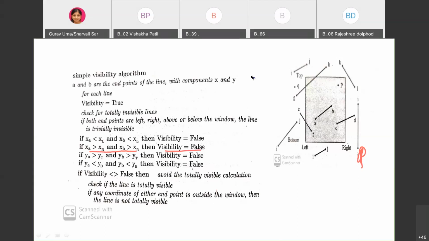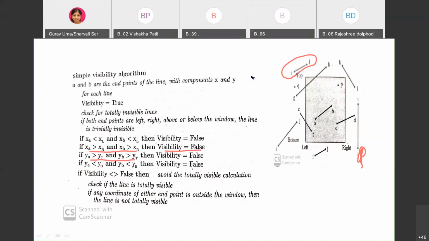Now check for another condition. YA is greater than YT and YB is greater than YT. So the YA point is now greater than top, which means it will be somewhere here. See the line IJ, it is above the top. So YA is greater than YT and YB is also greater than YT.